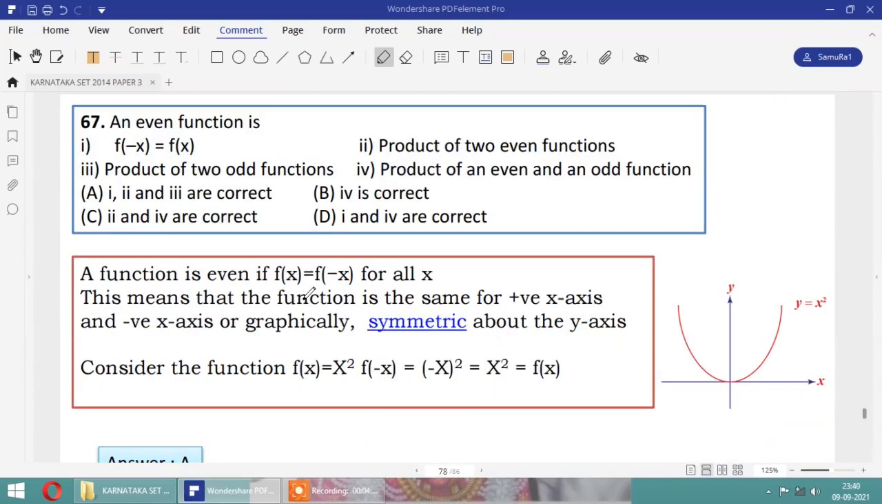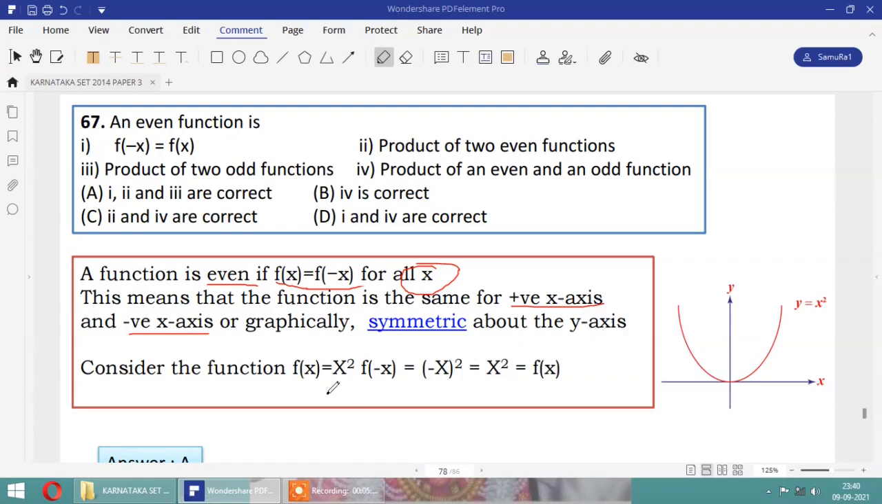An even function. Here you see f of minus x equal to f of x. Product of two even functions. Product of two odd functions. Product of an even and an odd function. So which one is the correct answer, A, B, C, D? Here you take a function that is even. For an even function, f of x equal to f of minus x for all x values. This means that the function is the same for the positive x-axis and negative x-axis, or graphically, it is symmetric about the y-axis.